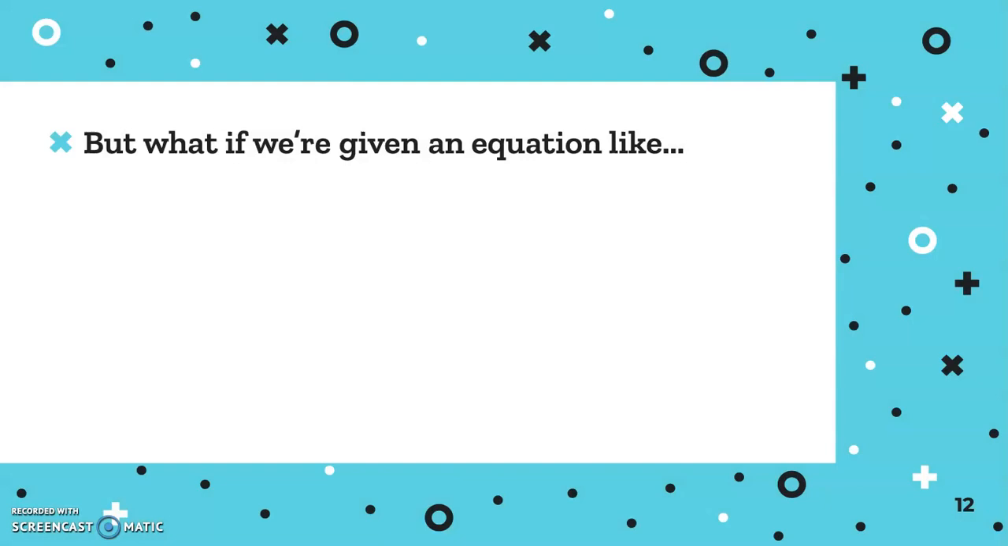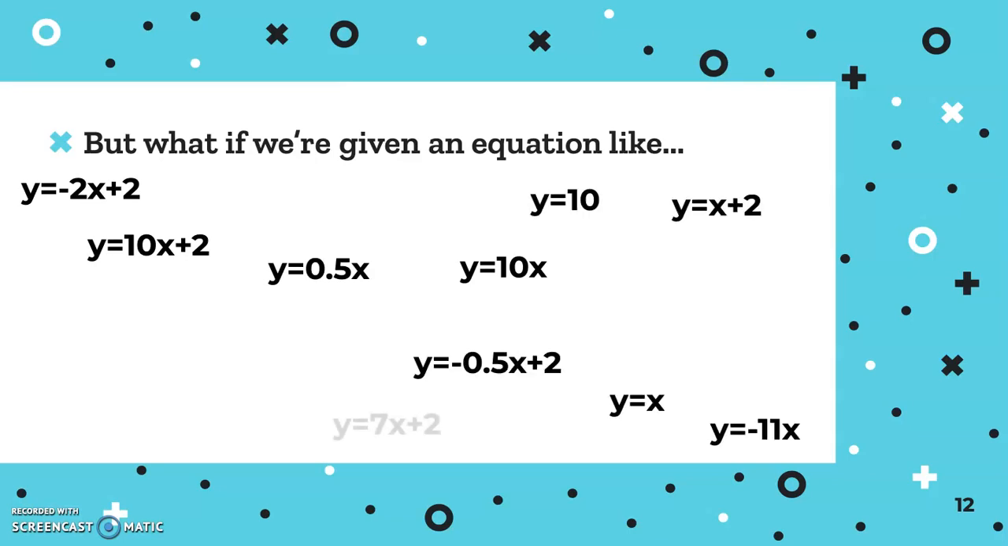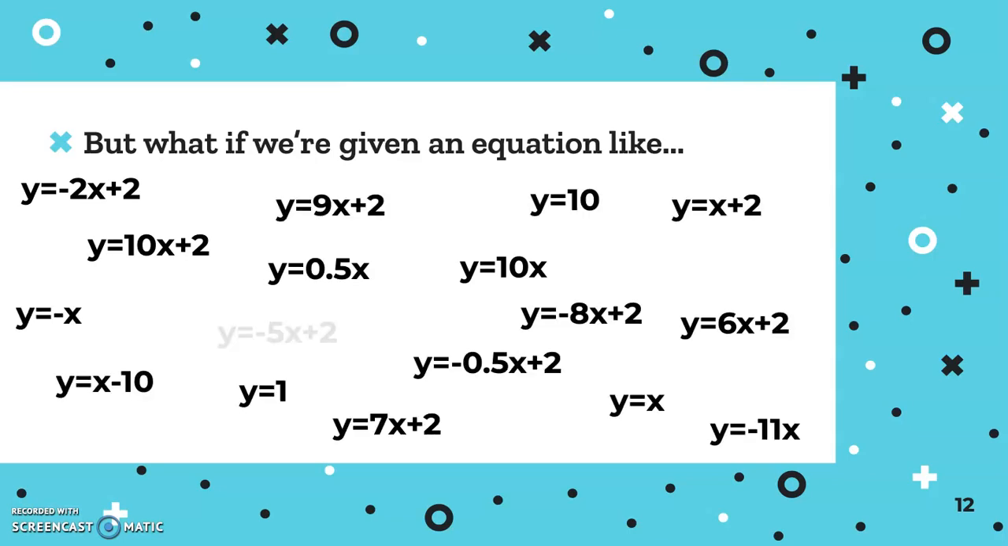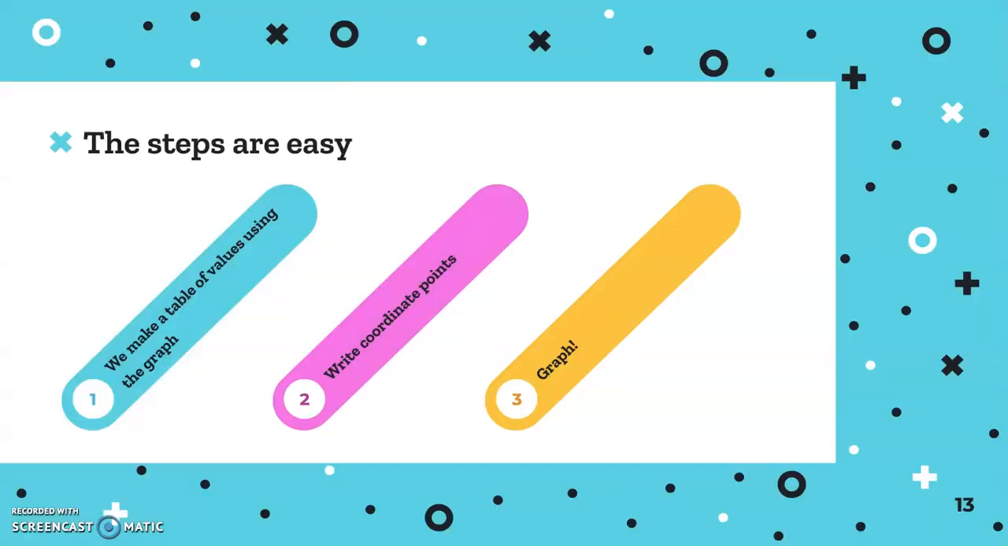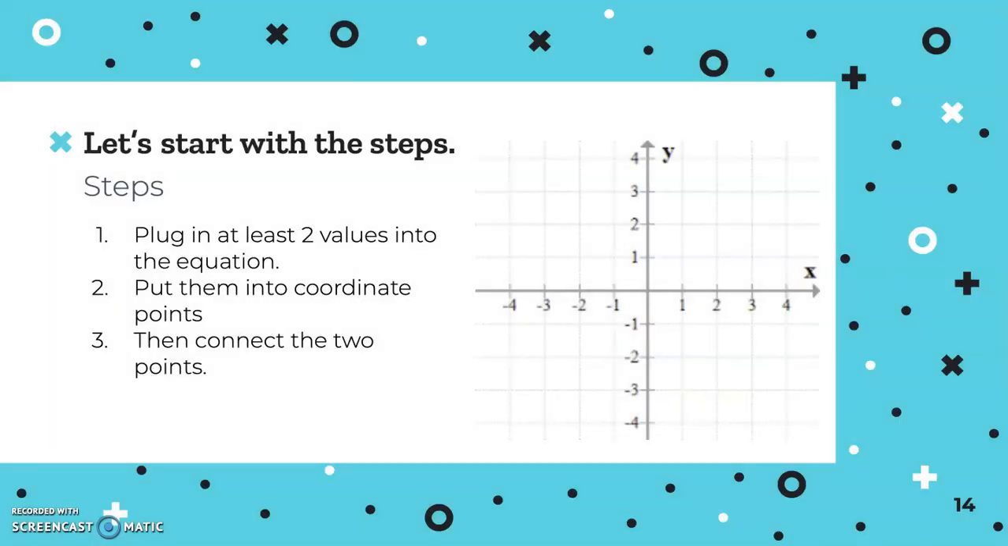But what if we're given an equation like maybe this? These are all very important equations that you'll see. The steps are still pretty easy. First, we make a table of values using the equation, and then we write coordinate points, and then we graph. So let's start with the steps. Plug in at least 2 values into the equation, and then put them into coordinate points, and then connect the 2 values.